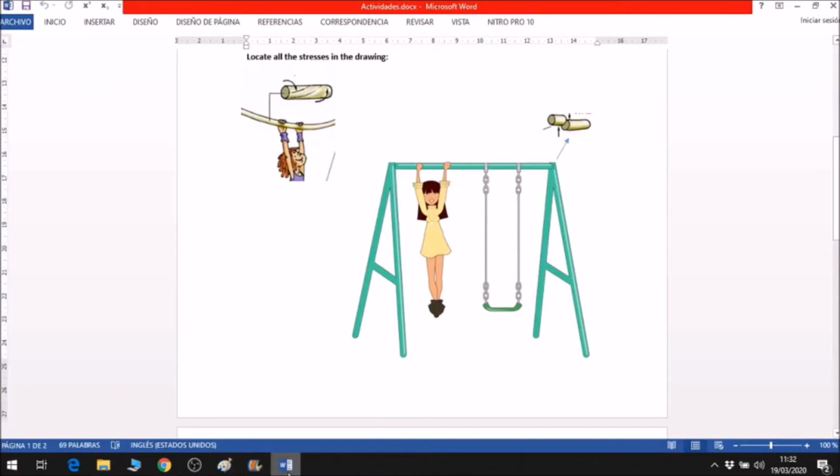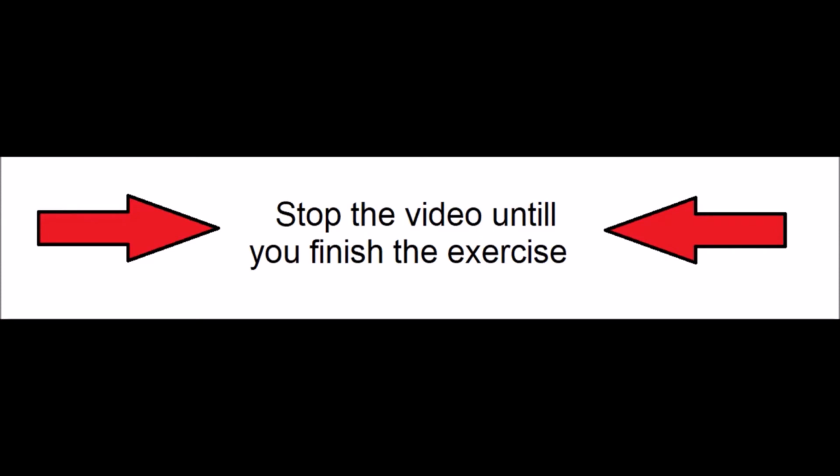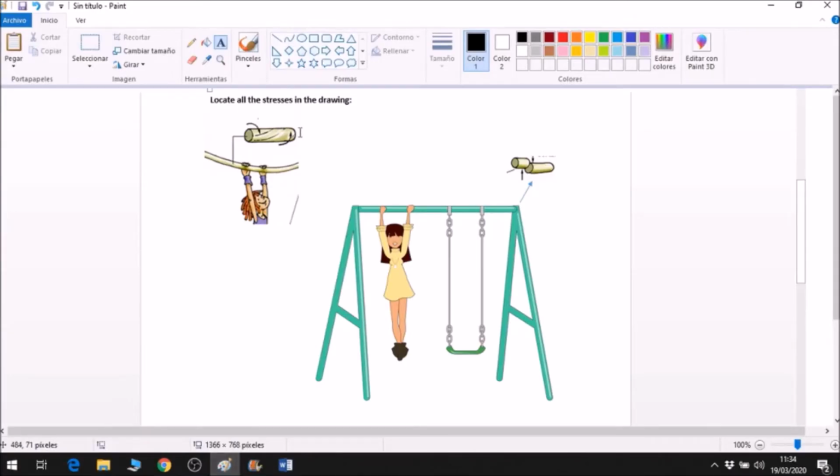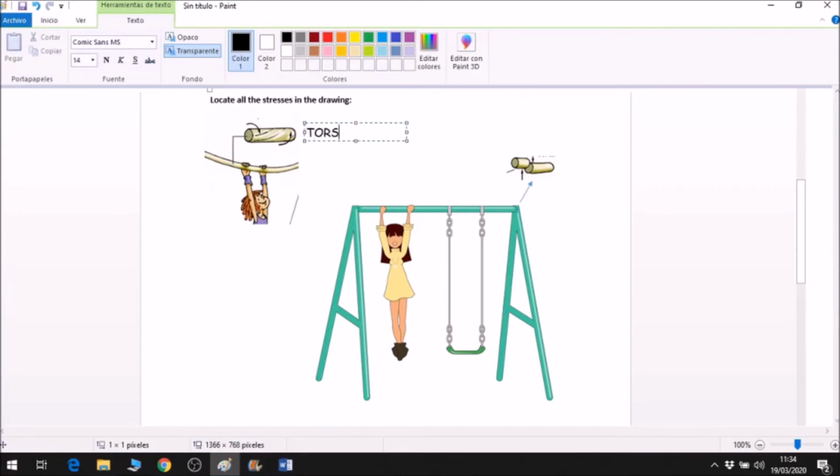I've got another exercise for you. Locate all the stresses in these drawings. Please stop the video till you finish. Let's correct the exercise. The first one, when this girl rotates around the bar, it is a torsion stress. And the bar itself, with the weight of the girl, it is a bending stress.